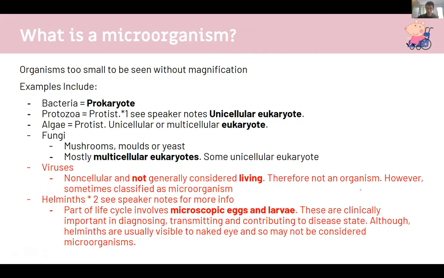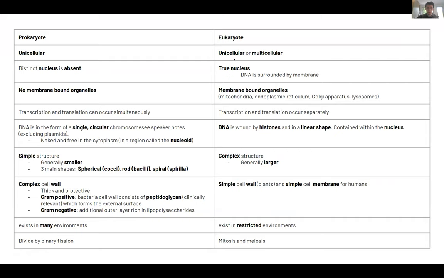This is a table comparing prokaryotes versus eukaryotes, which is going to be drilled into you. I assume you did this in bio. I didn't do bio, but I imagine you would have. Prokaryotes are unicellular, whereas eukaryotes can be unicellular or multicellular. Prokaryotes do not have a distinct nucleus. Eukaryotes do have a distinct nucleus, and DNA is surrounded by a membrane. In the prokaryote, the genetic material is in something called a nucleoid. In eukaryotes, it's in the nucleus. Prokaryotes do not have membrane-bound organelles. Eukaryotes do have membrane-bound organelles.